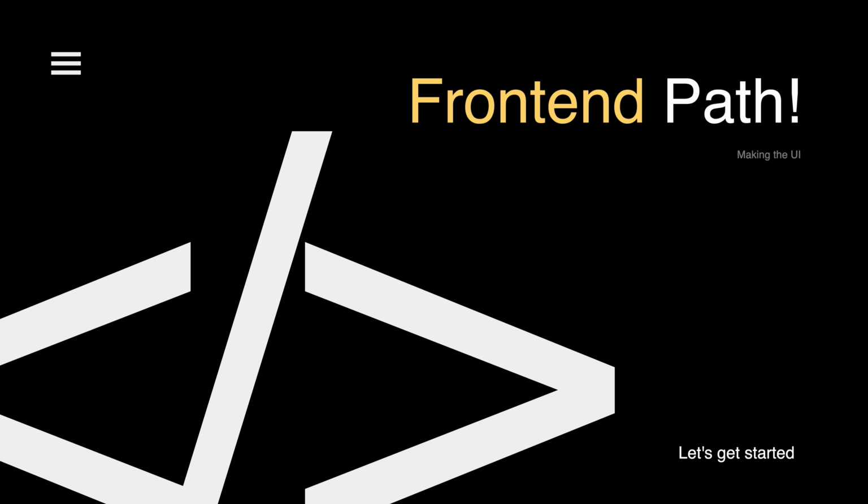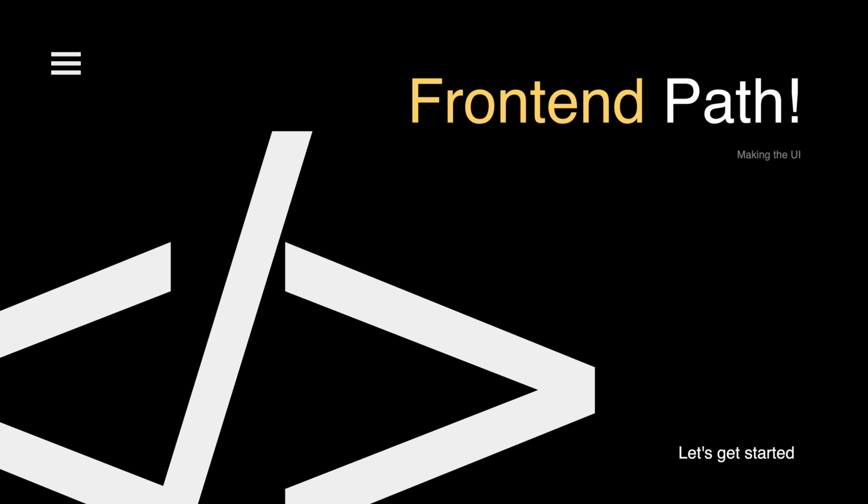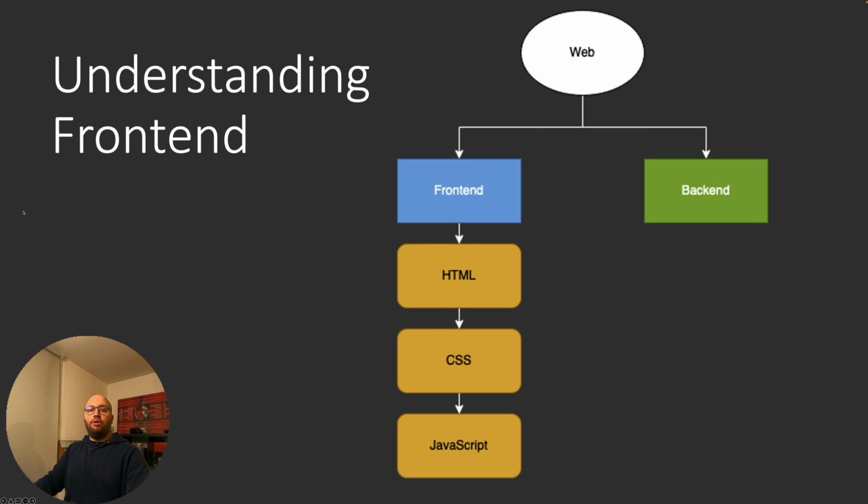Since we're starting on the front end, we're going to be delving deep into the three main technologies that we're going to need in order to get started with the front end. As we can see here, front-end stuff is built on three main components. The first one is going to be HTML, the second is going to be CSS, and the third is going to be JavaScript. So what does this mean and why do we need them?